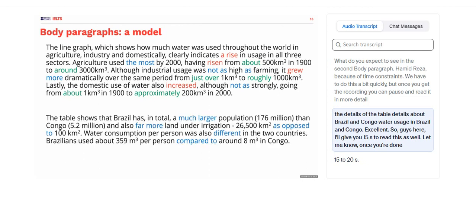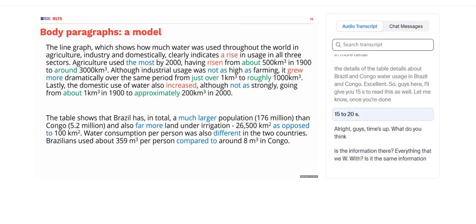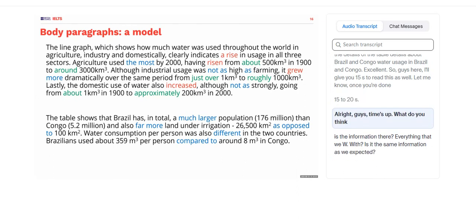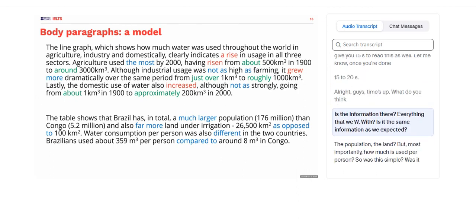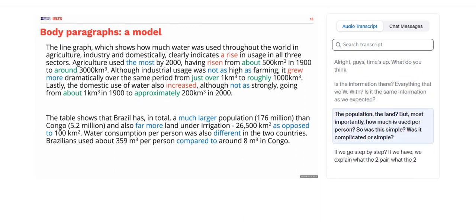Excellent. So guys, here, I'll give you 15 seconds to read this as well. Let me know once you're done. 15 to 20 seconds. All right, guys, time's up. What do you think? Is the information there? Is it the same information as we expected? The population, the land, but most importantly, how much is used per person.